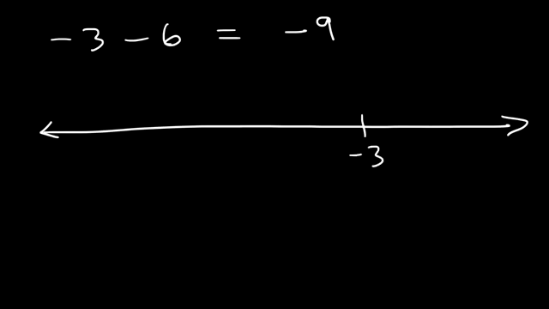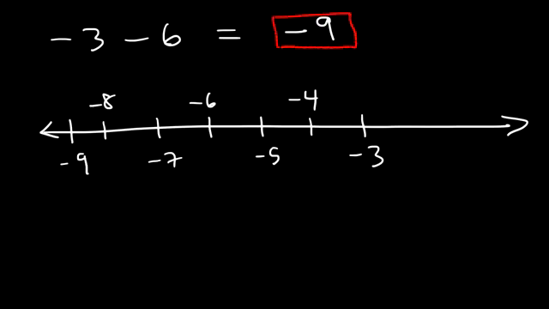So we're going to start with negative 3, and we're going to subtract 6. So let's travel 6 units to the left. 1, 2, 3, 4, 5, 6. So this is negative 4, negative 5, negative 6, negative 7, negative 8, negative 9. So therefore, negative 3 minus 6 is negative 9.